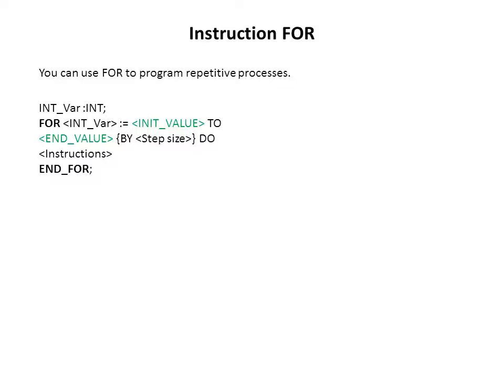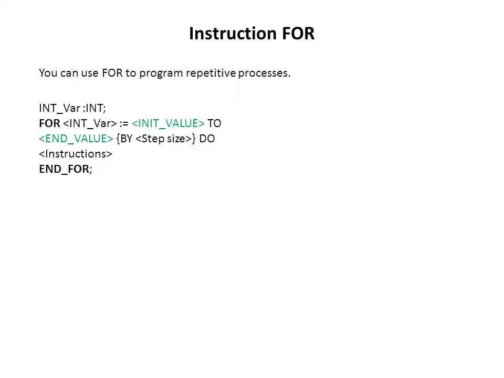So these instructions are executed as long as the INT variable, this variable counter, is not greater than the end value. This condition is checked before executing instructions. So the instructions section is not executed if the init value is greater than the end value. So this is the main algorithm of the FOR instruction.